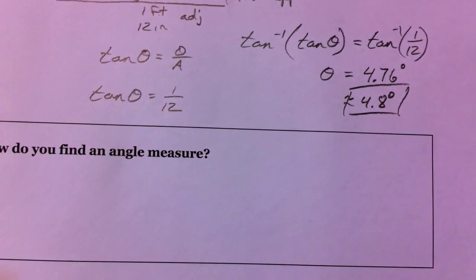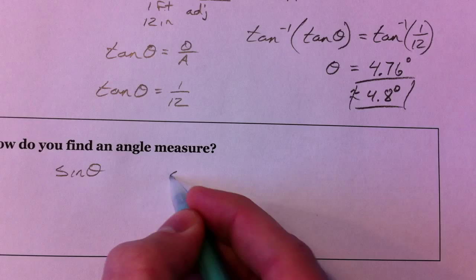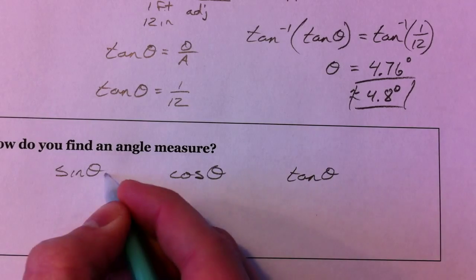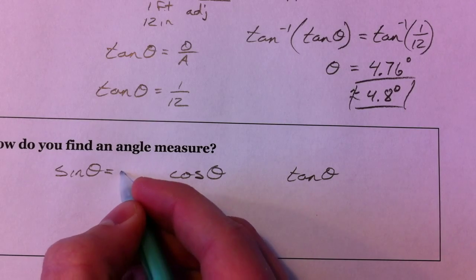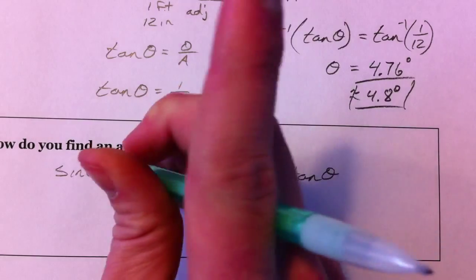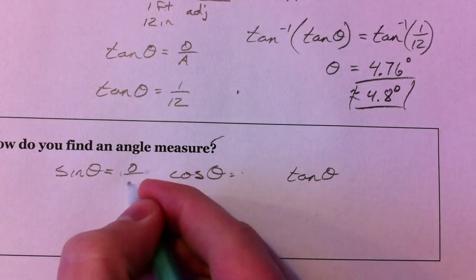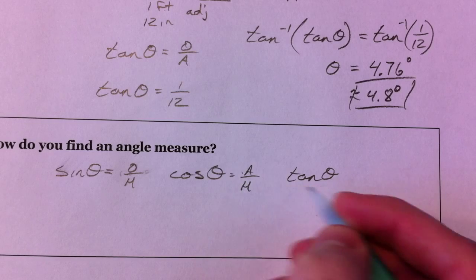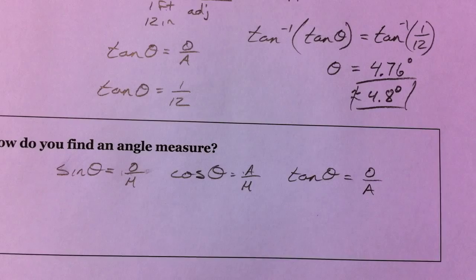So if you have the sine or the cosine or the tangent of some angle equal to a ratio, let's just practice. Sine is opposite over hypotenuse, cosine is adjacent over hypotenuse, and tangent is opposite over adjacent. And that's the one we just had.